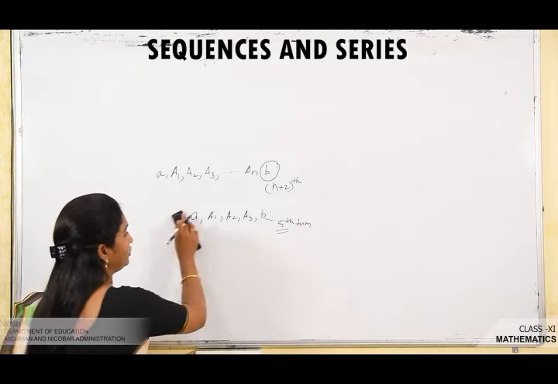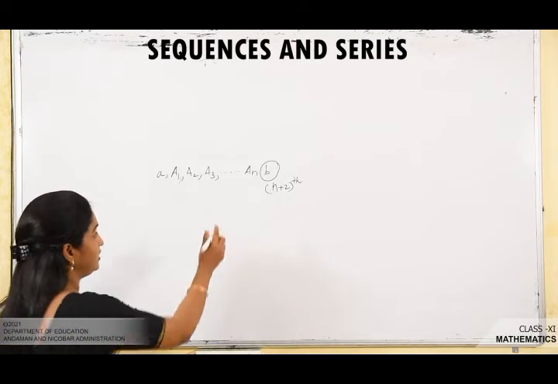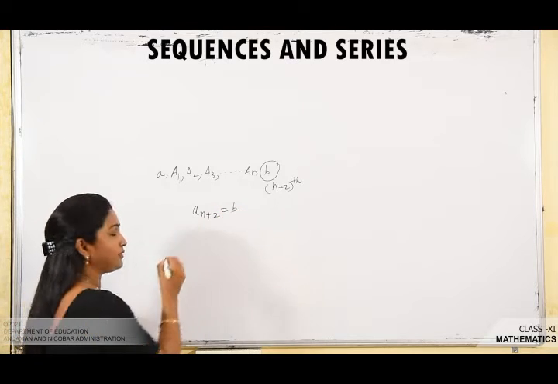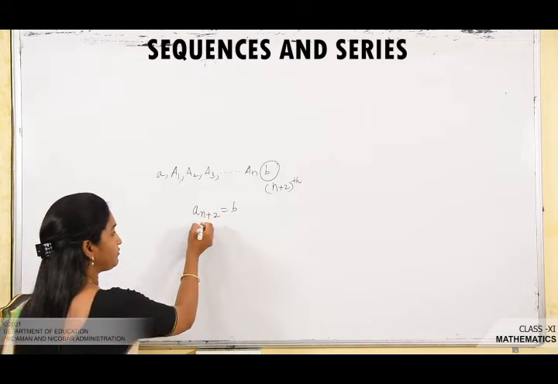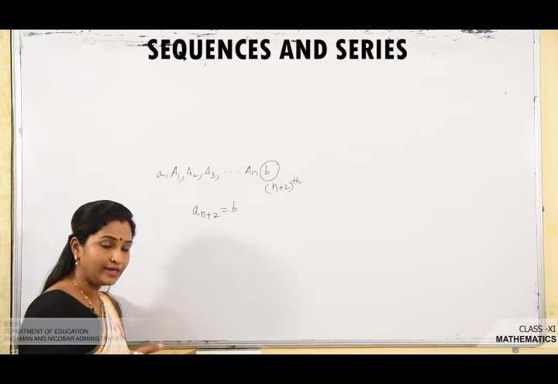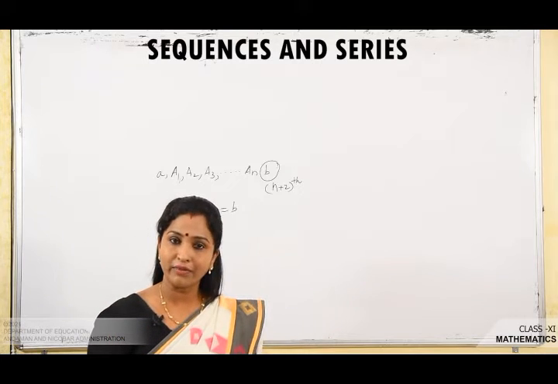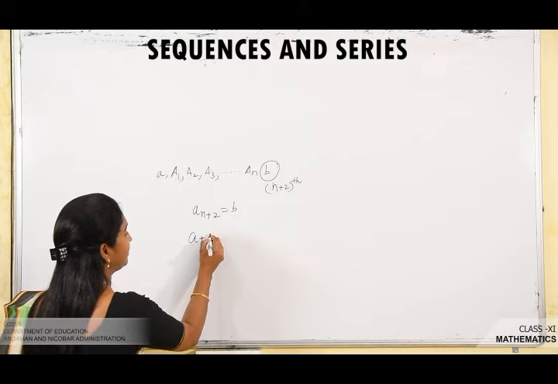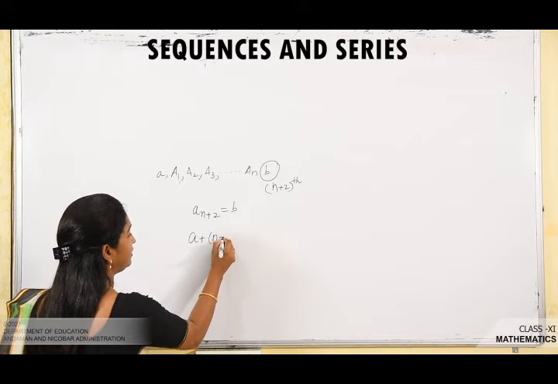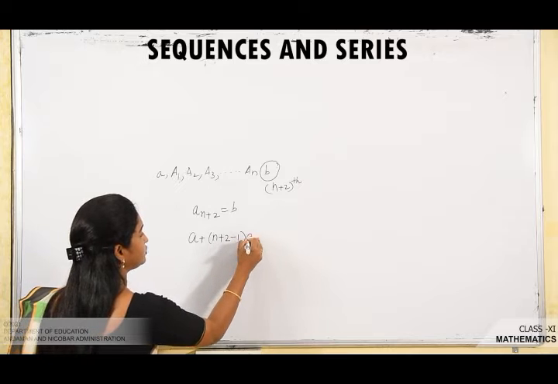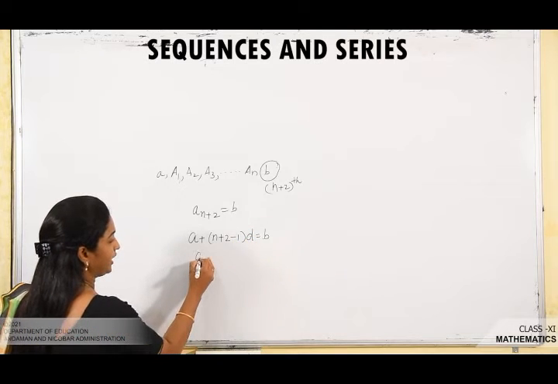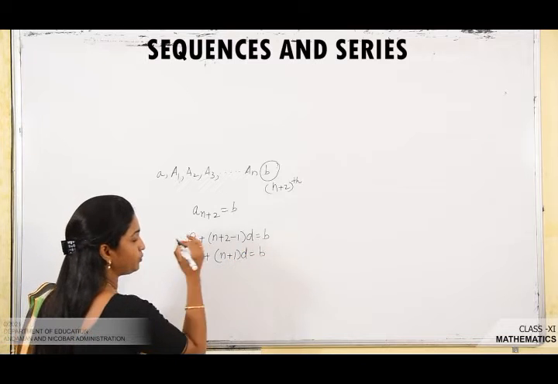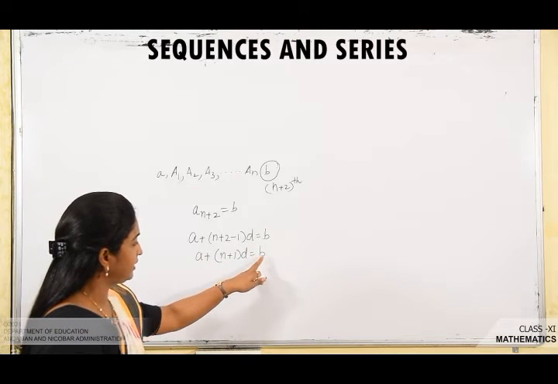Now what we will do here? You can say that A n plus 2 is your B. So what is the formula of A n plus 2? We know A n is A plus n minus 1 into D. So here, in place of n minus 1, it is n plus 2 minus 1, into D, is equal to B. So A plus n plus 1 into D is equal to B.